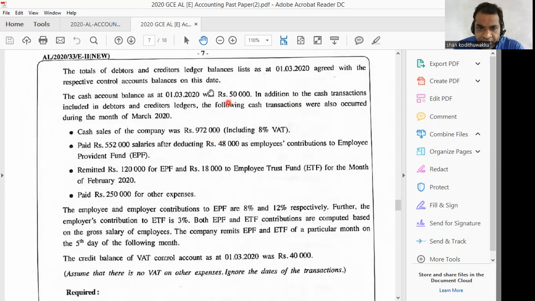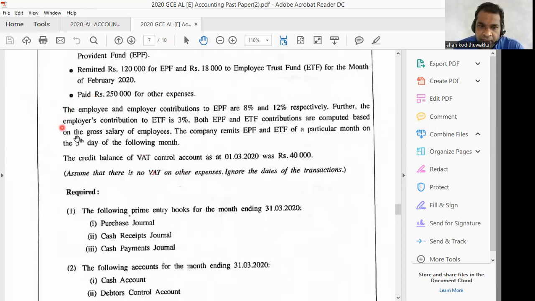But after that, there are some transactions occurred here. The cash account balances as at 1st March you are given and some other details you are given. Then finally, they have mentioned the credit balance of VAT control account as at 1st March 2020 was 40,000. Assume that there is no VAT on other expenses. Ignore the date of the transaction.